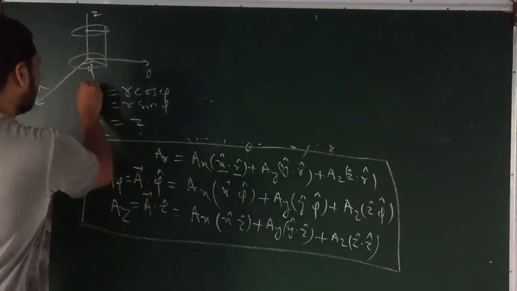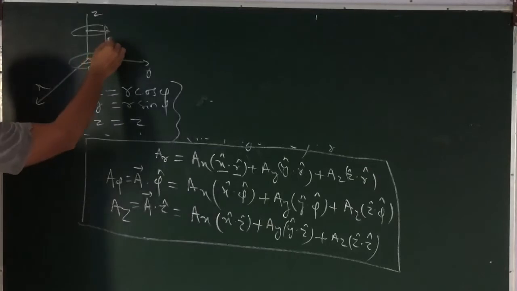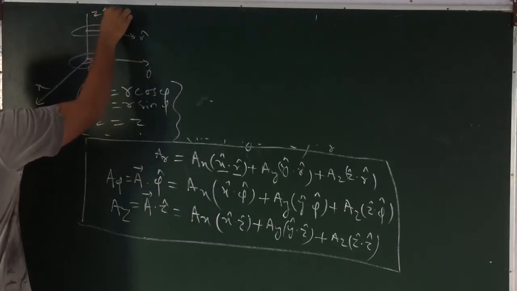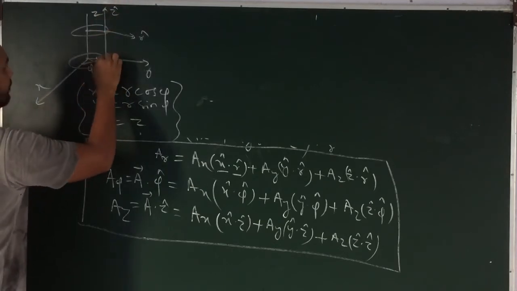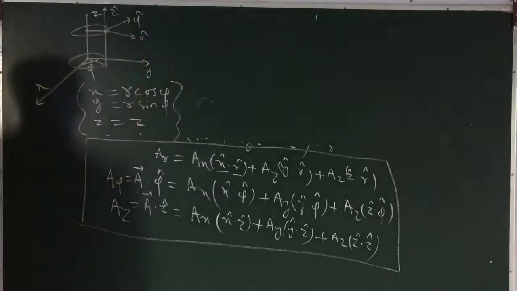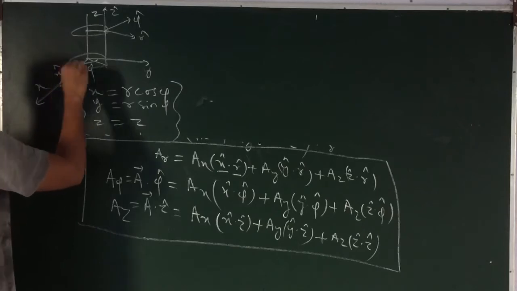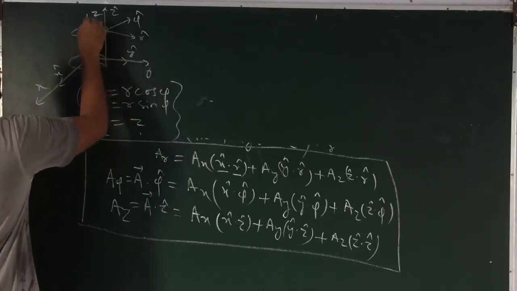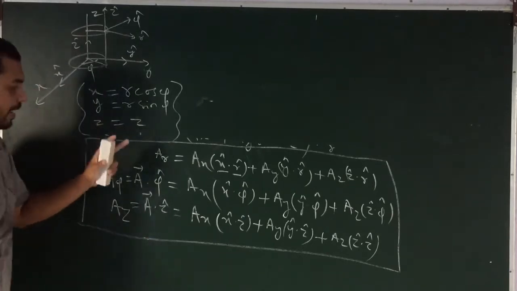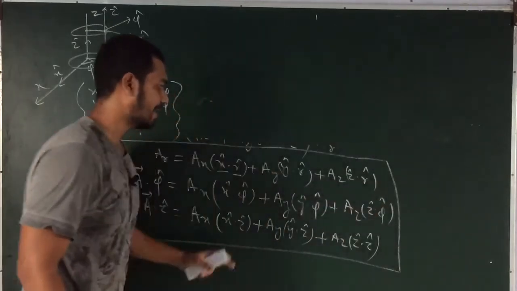From here you can find out x cap dot r cap. To define the directions again, this is the direction of r cap, this is the direction of z cap, and your phi cap will increase in this direction, so this will be the phi cap direction. Obviously this is your x cap direction, this is y cap direction, and this is your z cap direction. From these unit vectors we can find out x cap dot r cap, y cap dot r cap, and z cap dot r cap.